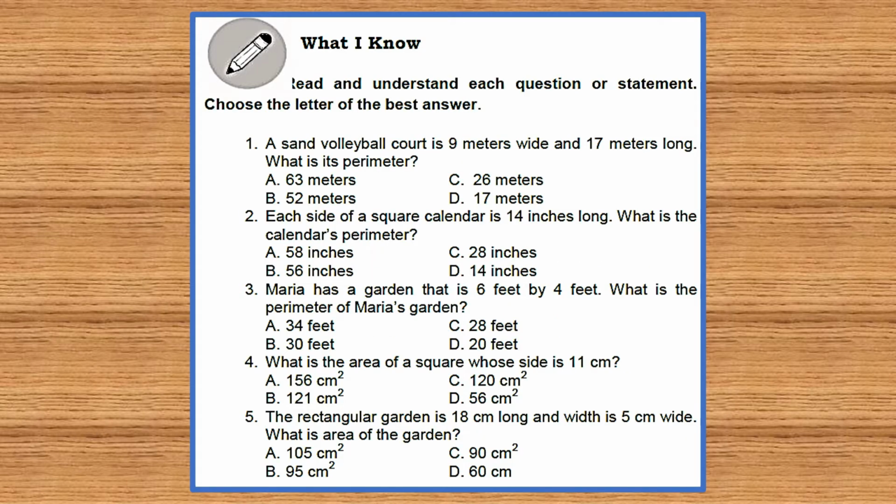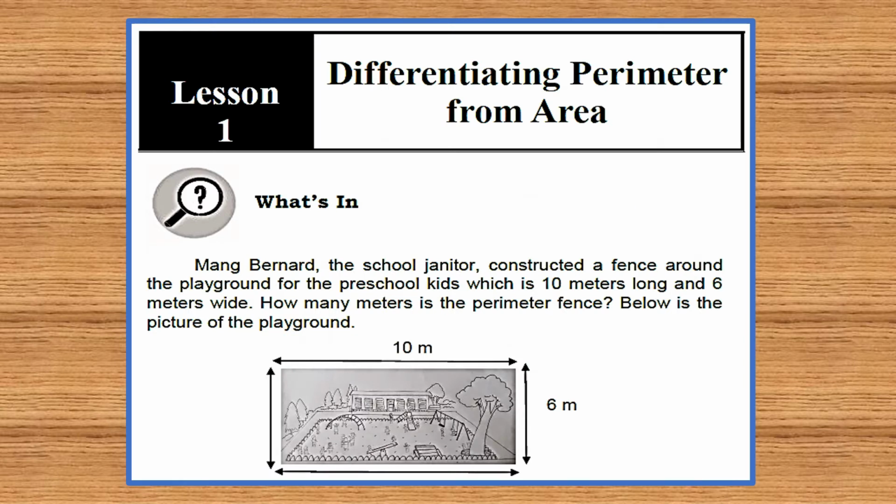Now kids, let's see how much you already know the lesson by answering this activity. Directions. Read and understand each question or statement. Choose the letter of the correct answer. I'll give you a few minutes to answer this activity. Mang Bernard, the school janitor, constructed a fence around the playground for the preschool kids, which is 10 meters long and 6 meters wide. How many meters is the perimeter fence? Below is the picture of the playground.